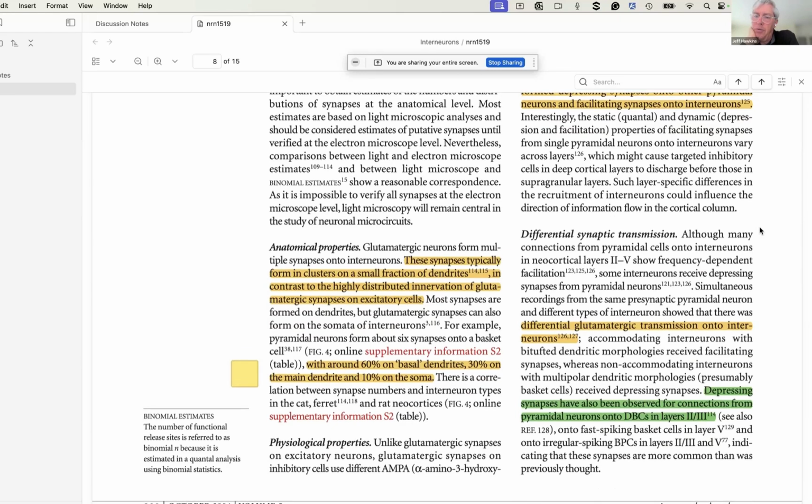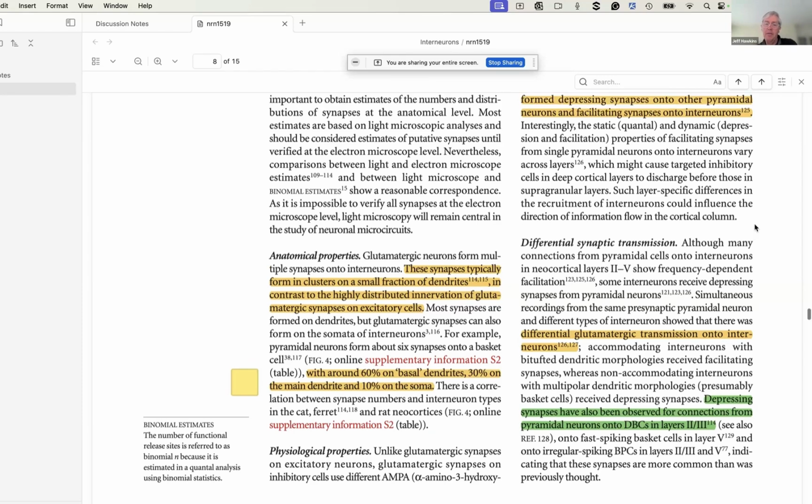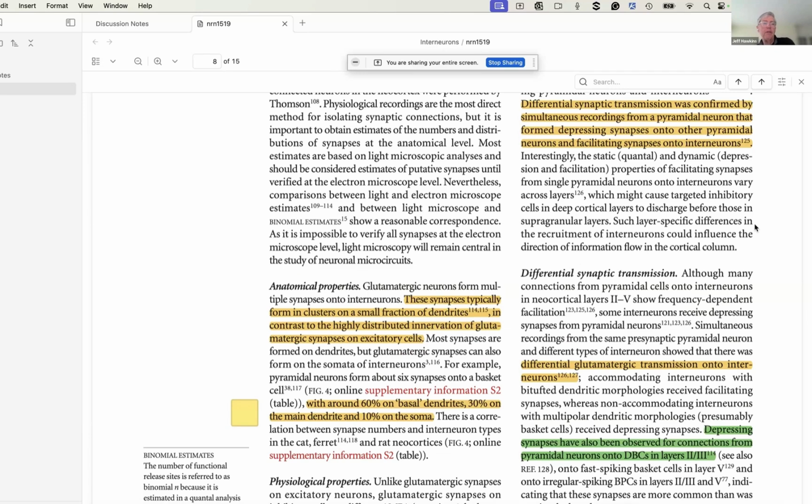Which may cause target inhibitory cells... they're basically depressing synapses even though they're coming from excitatory cells, which is why I guess they're called differential, because it's different from what normal glutamate does. At first I'm thinking differential means some difference in time, but they're basically just saying, hey, the same cell can have different effects on different dendrites.